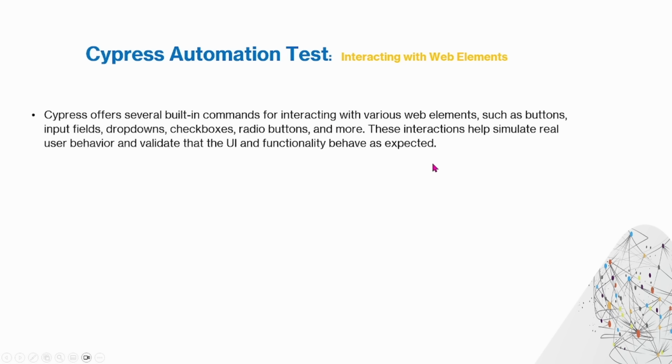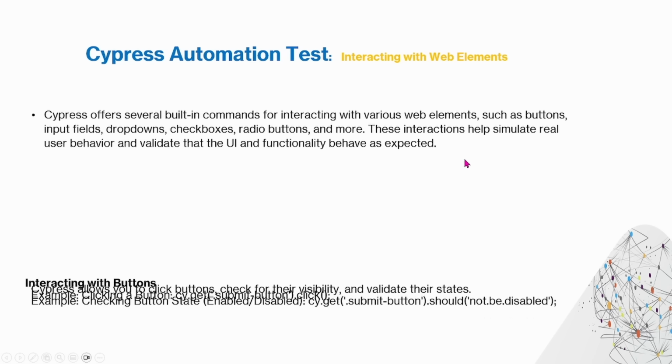In today's video, we're going to talk about Cypress Automation Testing, and in specific, interacting with web elements. Cypress offers several built-in commands for interacting with various web elements, such as buttons, input fields, drop-downs, checkboxes, radio buttons, and more. These interactions help simulate real user behavior and validate that the UI and functionality behave as expected.